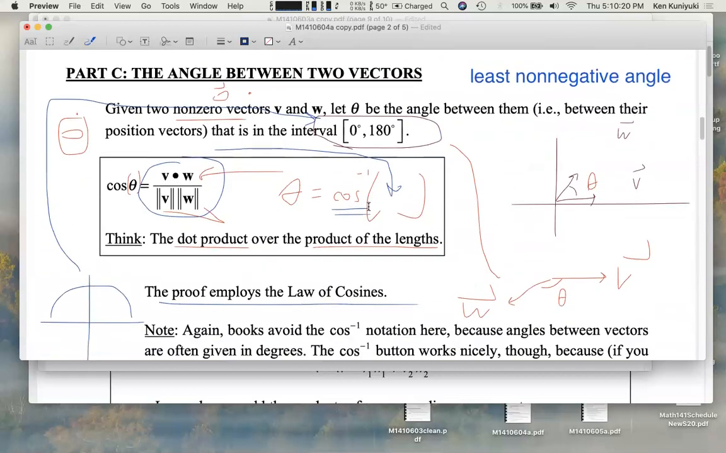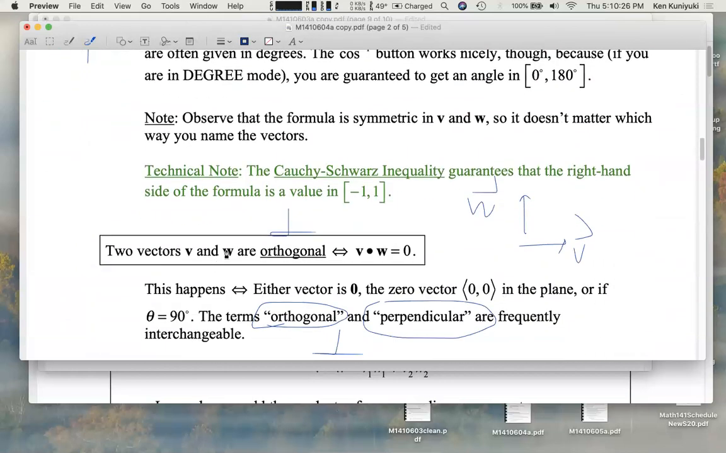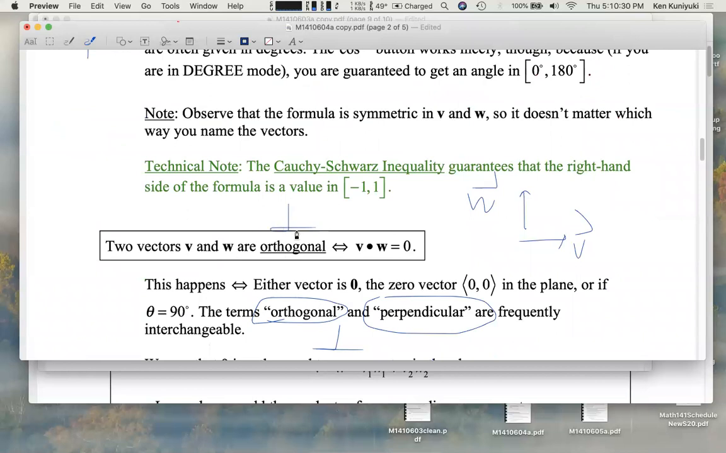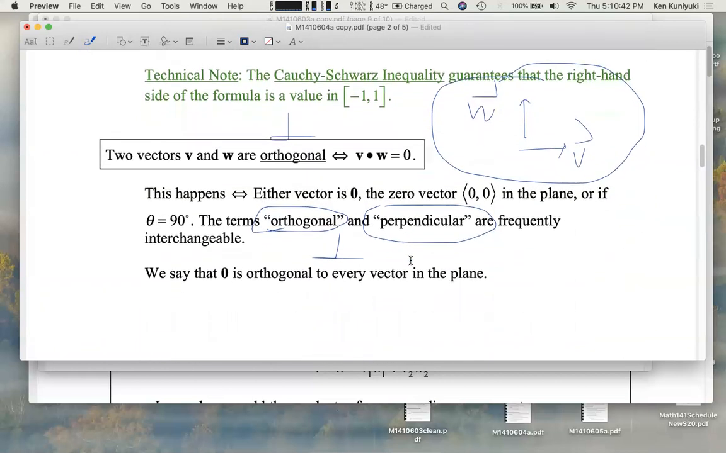So remember, for non-zero vectors, these lengths cannot be 0, but the dot product could be 0. That happens if and only if the vectors are orthogonal or perpendicular. It's a nice test for perpendicularity or orthogonality if the dot product is 0. Now let's see why that is.